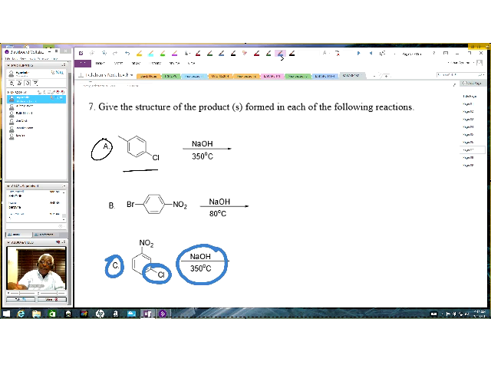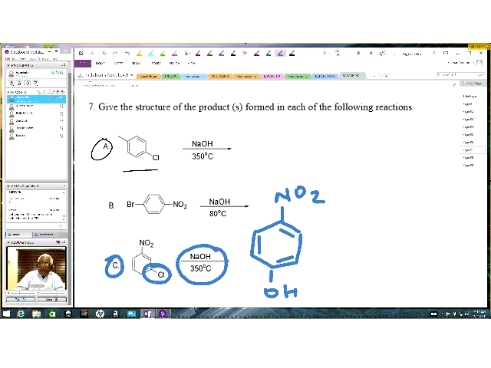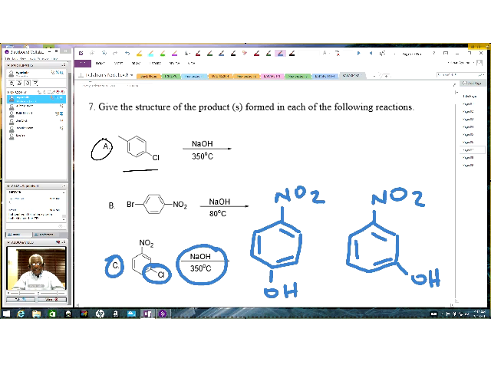So let us see here. The product will be this, could be this, or it could be this. Those are the two products. So problems 7A and 7C are similar in that regard. Now let us go to B.